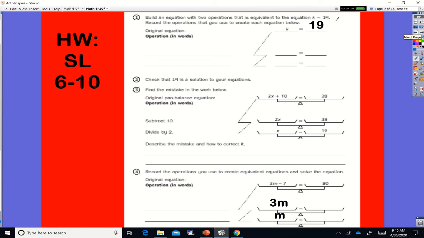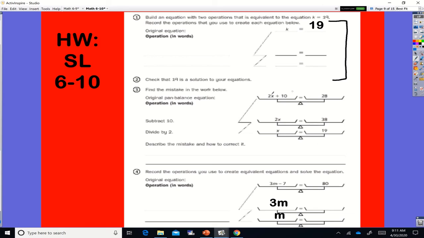Now, for your homework tonight, on the top, you are going to create an equation below. You're going to make your complete own. So you might say add 2. Then they're going to add 2 to both sides. Everybody is going to probably have a very different answer. Then you're going to check to make sure that 19 is your right solution.